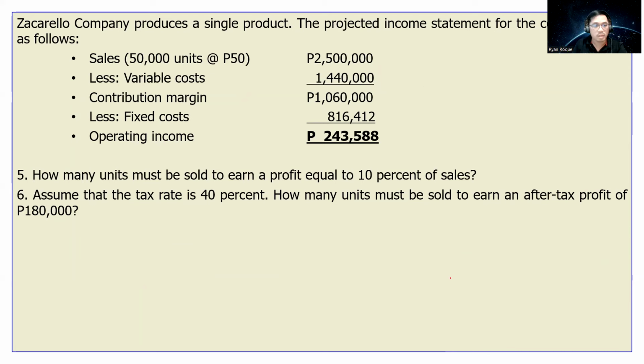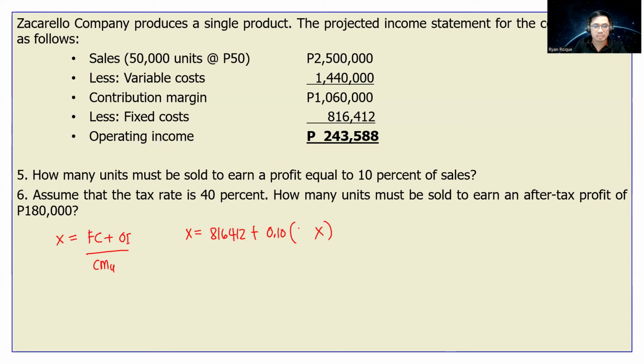So we are now asked for the number of units that must be sold to earn a profit equal to 10% of sales. So we simply make use of the formula X, number of units, equals FC plus the operating income over your CMU. Let's substitute. So X would be equal to the fixed cost, 816,412, plus 10% of sales. So 0.10 of your sales, the profit. And your sales is actually equal to the SPU times the number of units. But we know already what SPU is.